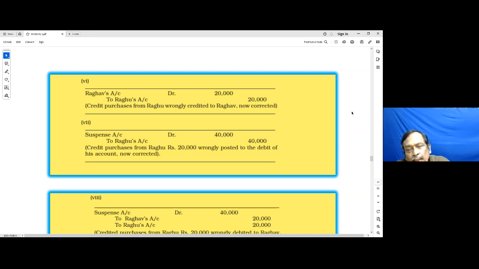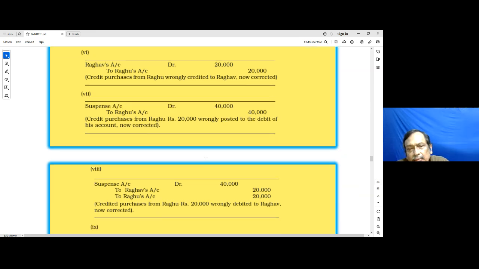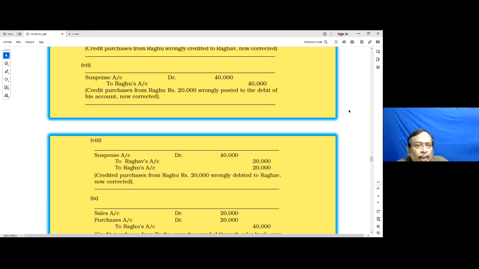Next, credit purchase from Raghu rupees 20,000 wrongly posted to the debit of his account. So we have to cancel Raghu. So we have to credit Raghu, and it is a one-sided error and the amount will be double. So that's why suspense account will be debited by 40,000 to Raghu's account 40,000. And the narration is credit purchases from Raghu rupees 20,000 wrongly posted to the debit of his account, now corrected.